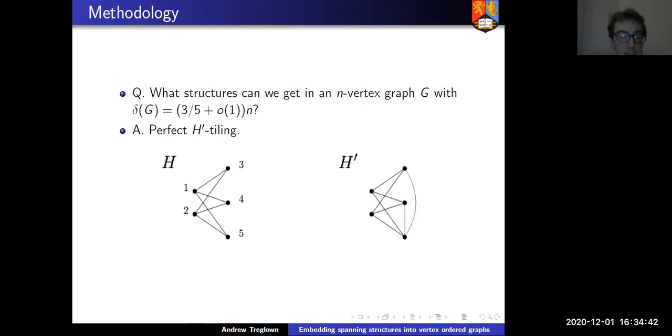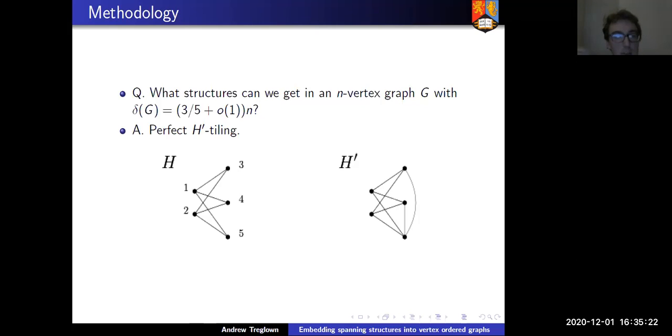So we're looking for a perfect H tiling, but at minimum degree 3/5, that's a natural threshold for another type of graph. At first sight, it looks like I've just got rid of the ordering of the vertices of H to create H prime and added a couple of edges. But in some sense, H prime is a very natural one to consider, because it's a complete 3-partite graph. And somehow having a 3-partite graph when I'm trying to embed a bipartite thing gives you some room to maneuver.